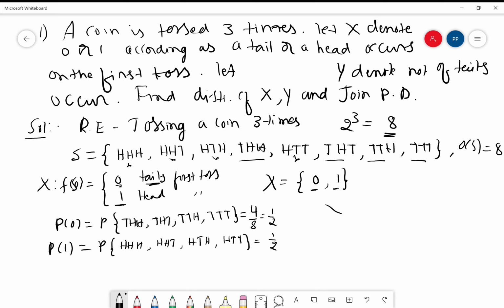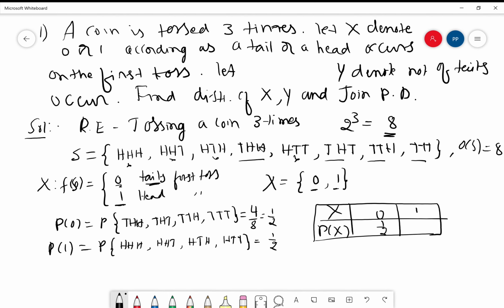Therefore, the distribution corresponding to variable x is: x takes only 2 values, 0 and 1, and the corresponding probability values are 1 by 2, 1 by 2. So this is the probability distribution of the variable x.